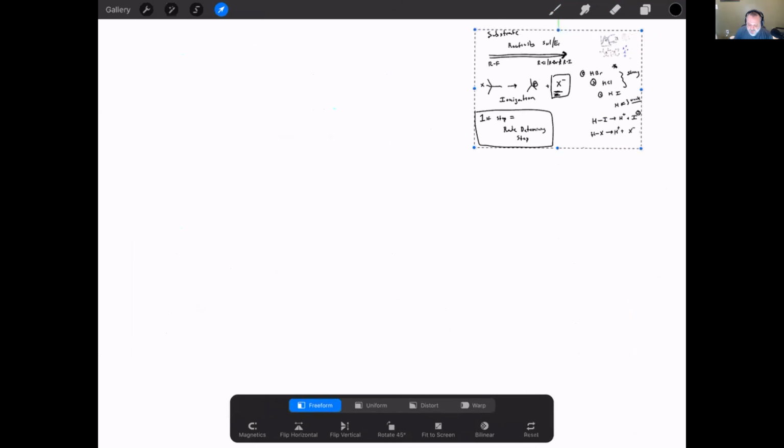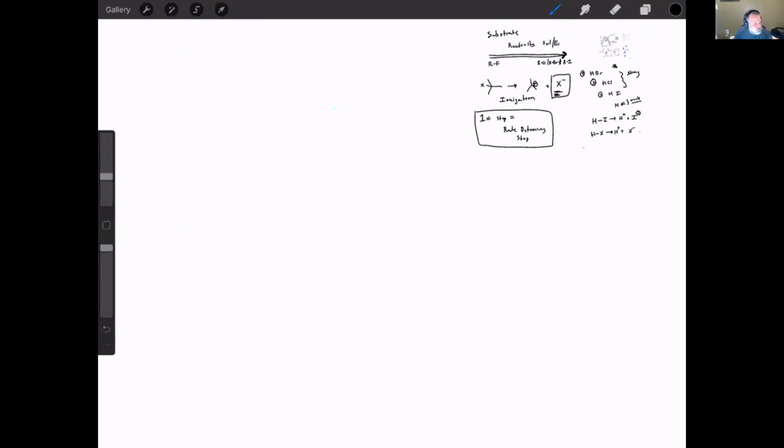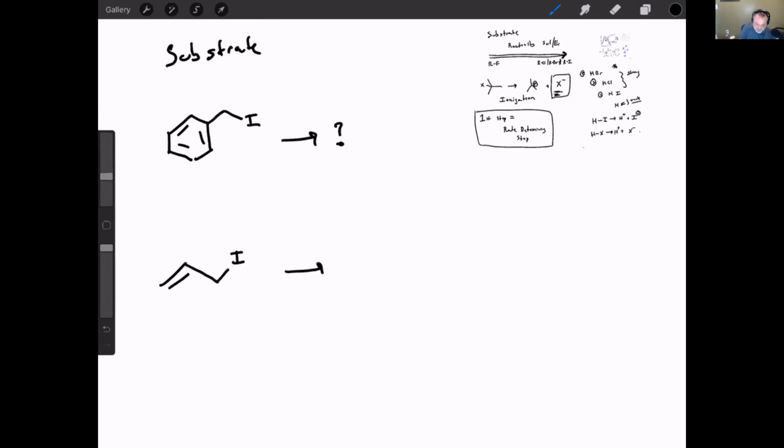So what other kind of cations will form? So what other aspects of the substrate will allow us to proceed with a unimolecular reaction pretty quickly? Remember that tertiary carbocations are some of the most stable cations. But what about this one? Or what about this one? Will these do SN1 or E1 reactions?